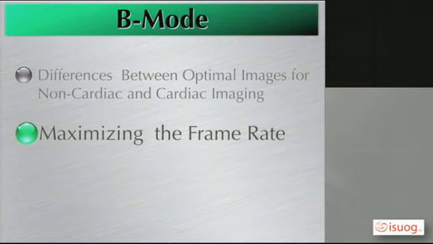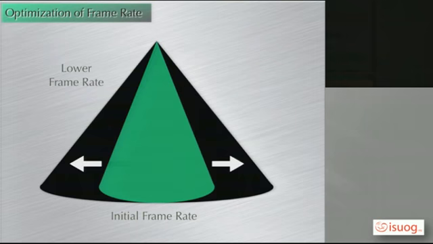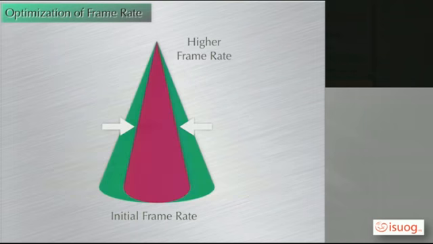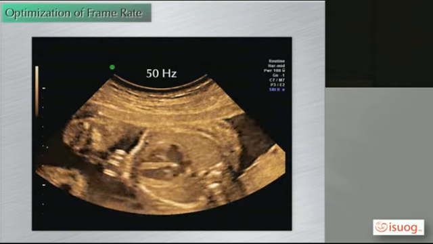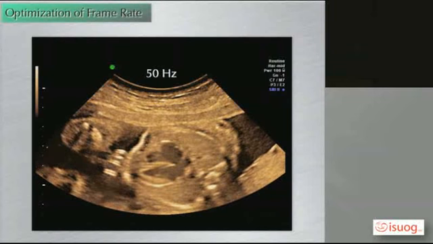Let's now examine how to maximize the frame rate. This diagram illustrates an important concept. As one increases the width, the frame rate decreases. When the width is decreased, the frame rate increases. The reason for having a higher frame rate is to increase the number of images that chronicle a cardiac event, such as wall motion or valve movement. The width of the frame is maximal, resulting in a frame rate of 50 Hz or 50 frames per second.